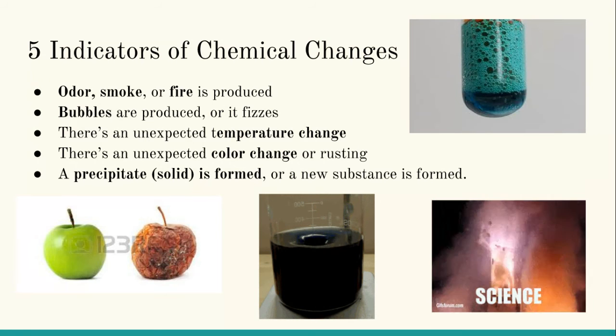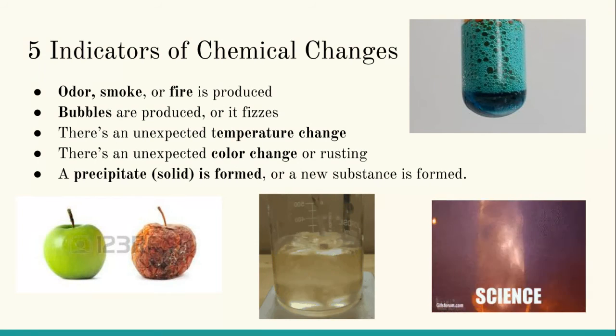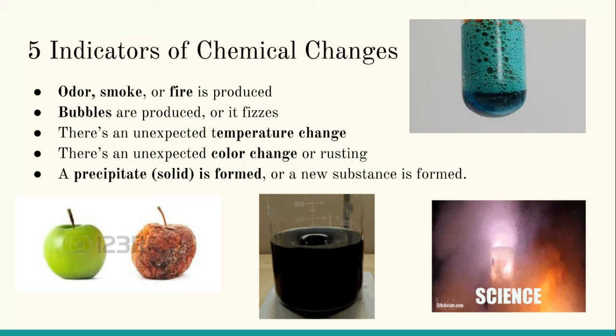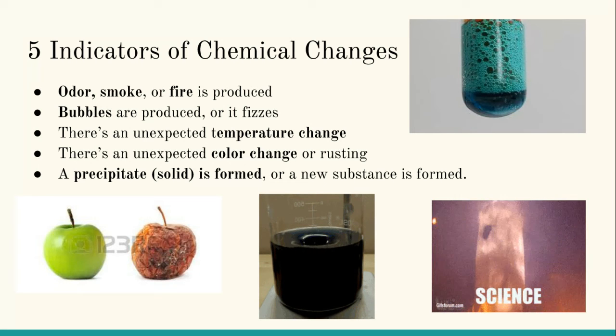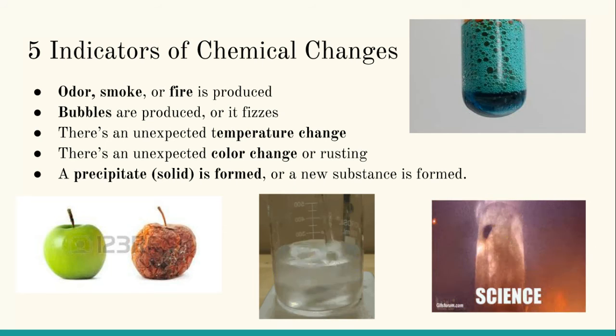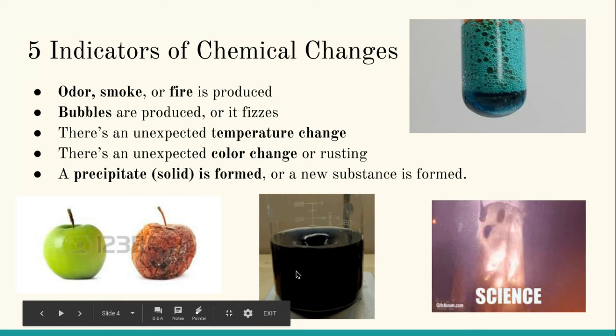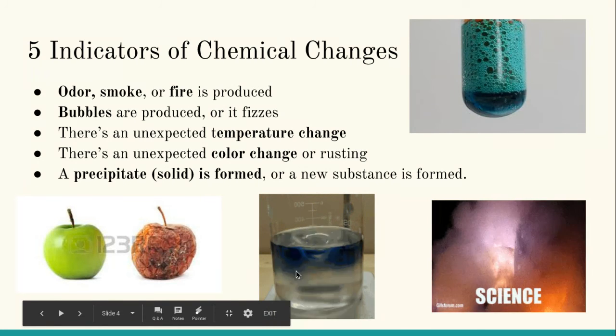Anytime the temperature changes, so you mix the 2 liquids together or 2 substances together, and it gets hotter or colder, and you're not really expecting that to happen, then that's probably a chemical change. If there's an unexpected color change, or maybe if something's rusting, that would be considered a chemical change.